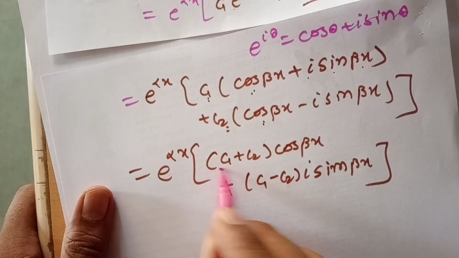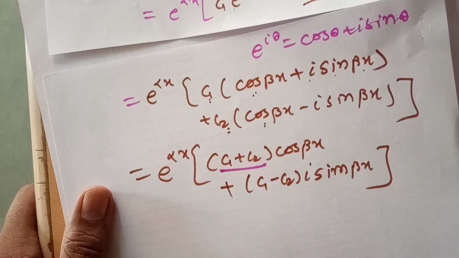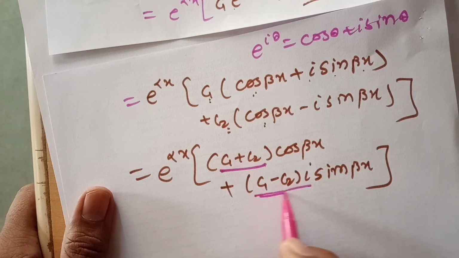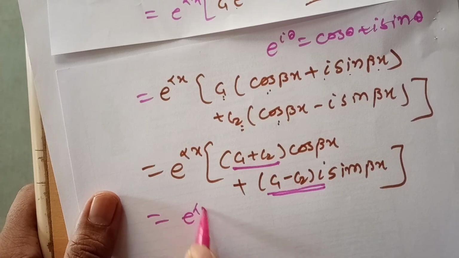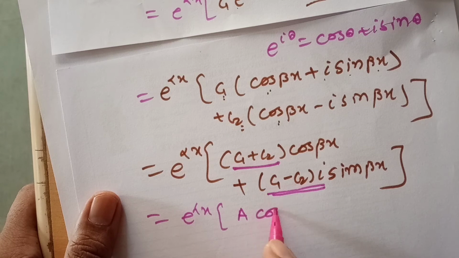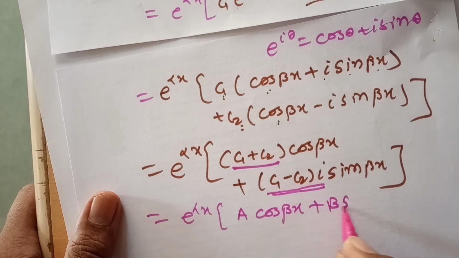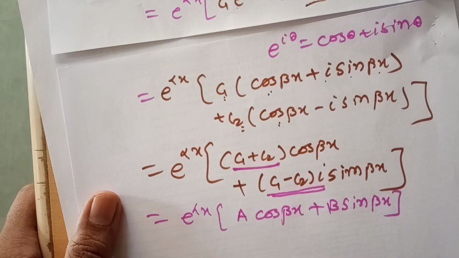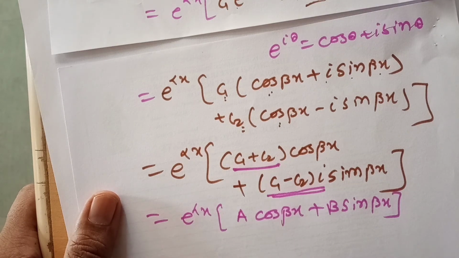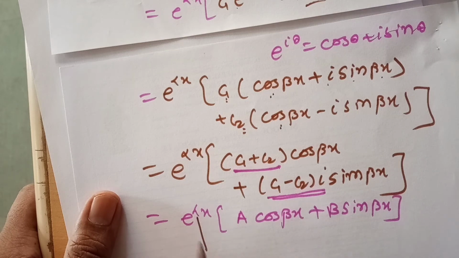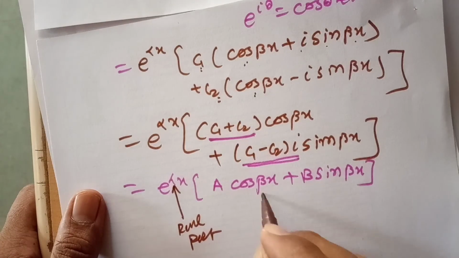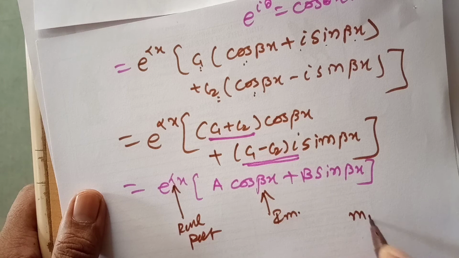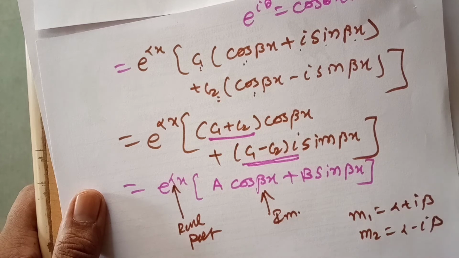Again here, this is your C1 plus C2. C1 and C2 both are constants. C1 plus C2 is again another constant. C1 minus C2 is constant and i is again constant. Therefore I will write this as e raised to alpha x into A into cos of beta x plus B into sin of beta x, where this alpha is the real part and this beta is the imaginary part of m1 equal to alpha plus i beta and m2 equal to alpha minus i beta, and this is our CF.